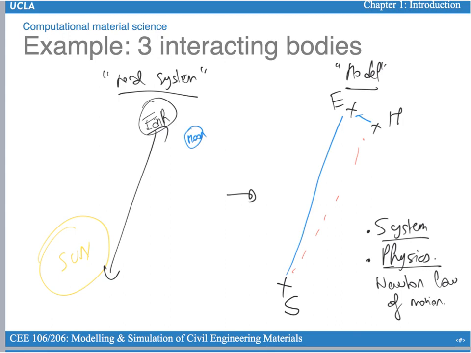Once you have done this exercise, you will end up with a given model. If it is simple enough, you will be able to solve it analytically and predict, for example, the motion of those three bodies as a function of time. Or if the model is too complex to be solved analytically, then maybe you will be able to solve it numerically by conducting a simulation.